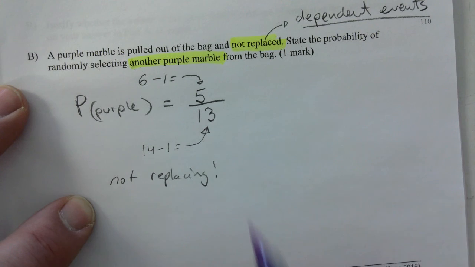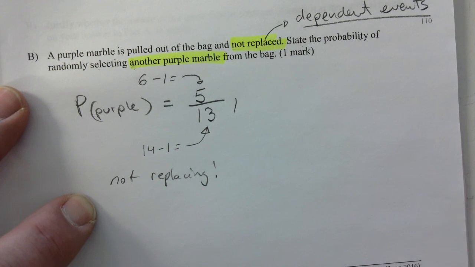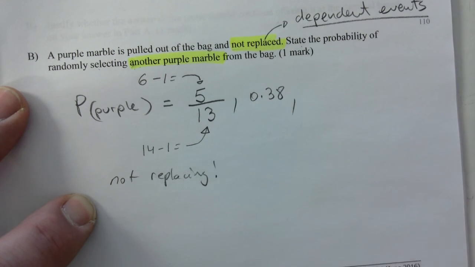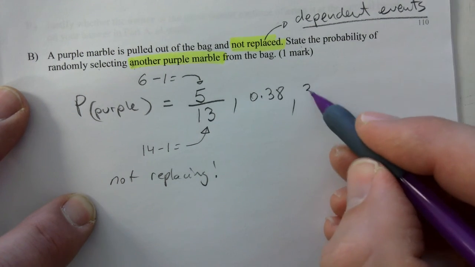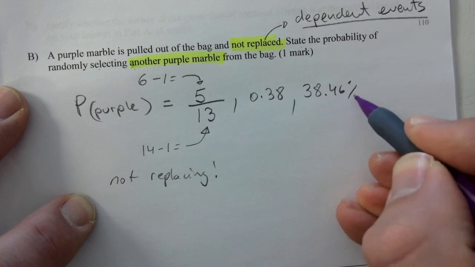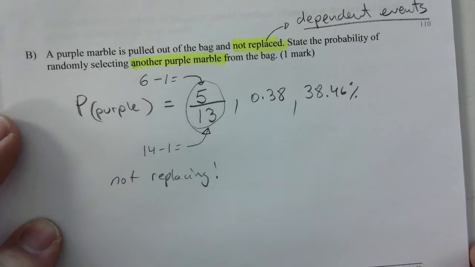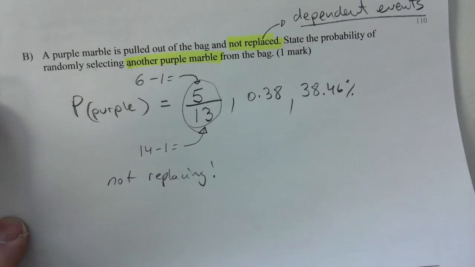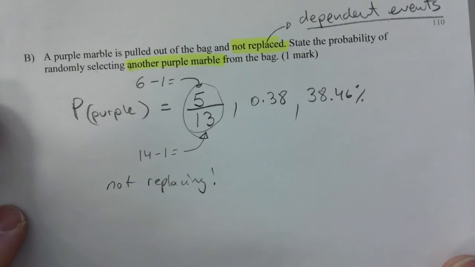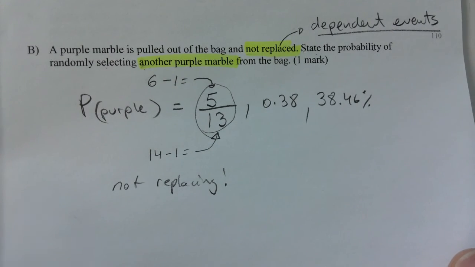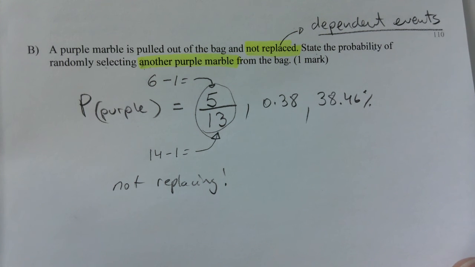Okay, very important. If you want it as a decimal, 5 divided by 13 is 0.38, times 100, 38.46%. But this is good enough, right? Please don't reduce unless you're 100% certain you're going to get it right, because if you reduce and it's wrong, you have to take marks off. So I would just say leave it as is, don't change that.